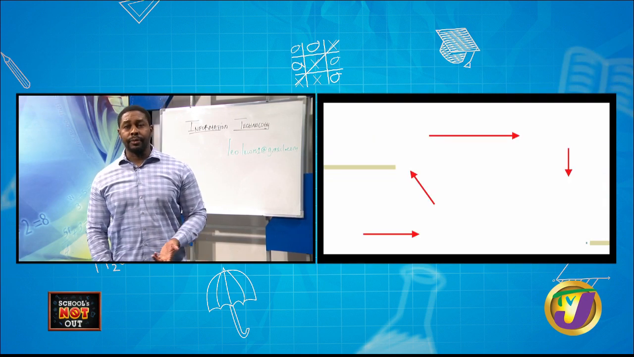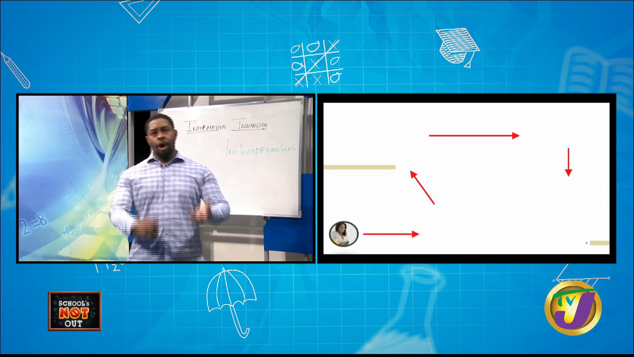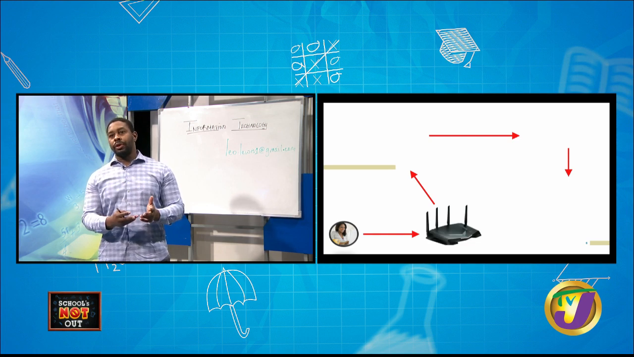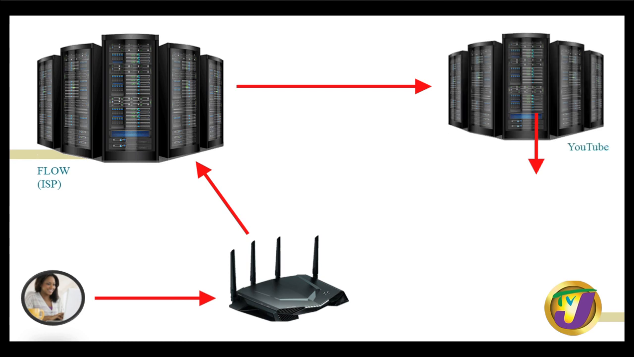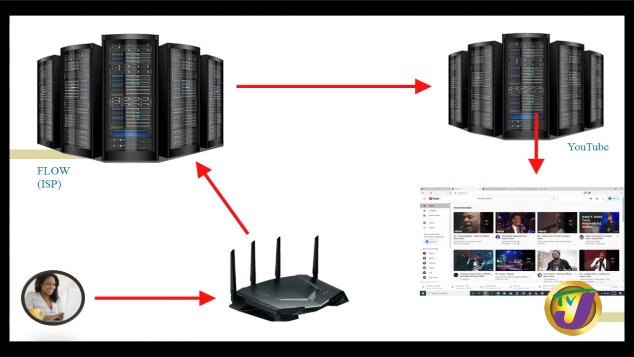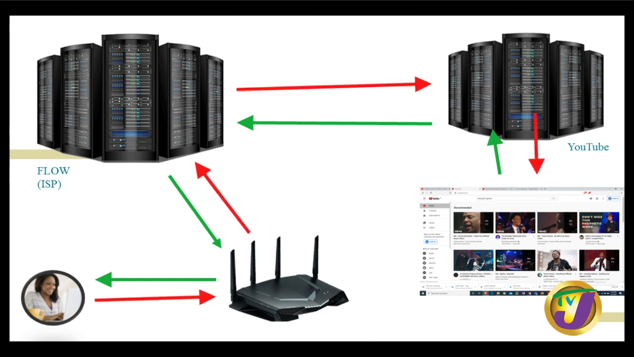So you have your video, you're ready to upload. How does that take place? What happens? Well, first and foremost, maybe you're at home or wherever, and you're connected to a router. Now, the router is programmed to look for your ISP, which in this case might be Flow or Digicel. It doesn't matter. Your router is programmed to look for your ISP. And when you click, okay, you want YouTube, your router takes that request, or any request, and sends it to your ISP. Your ISP now says, okay, you want YouTube, let's see where YouTube is.